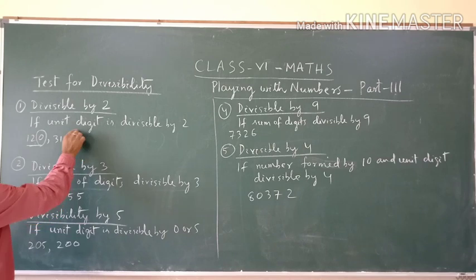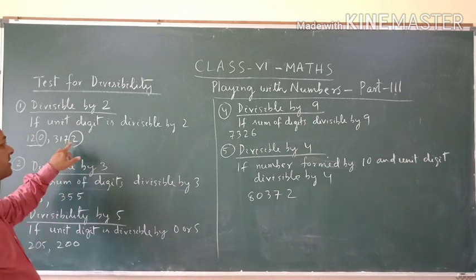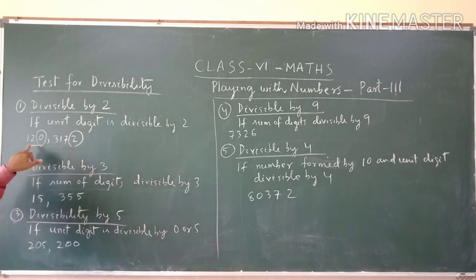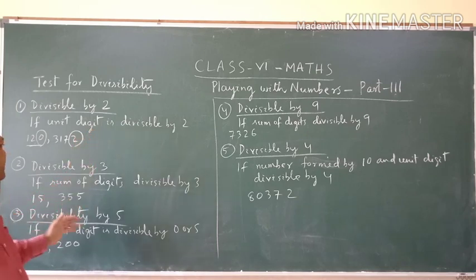Next, the number is 3172. We see here that the unit digit 2 is divisible by 2. So we conclude that the numbers 120 and 3172 are both divisible by 2. Okay, now let's see another number.